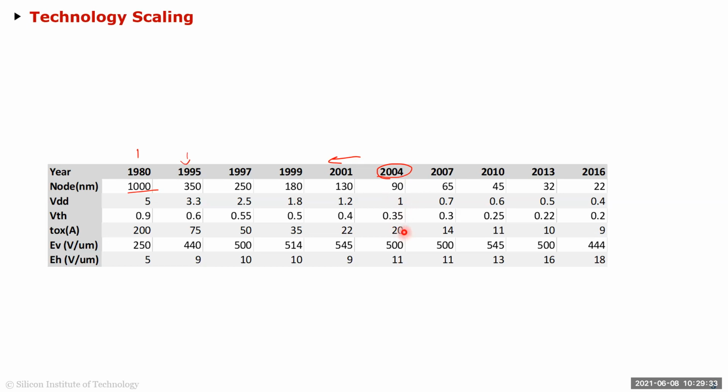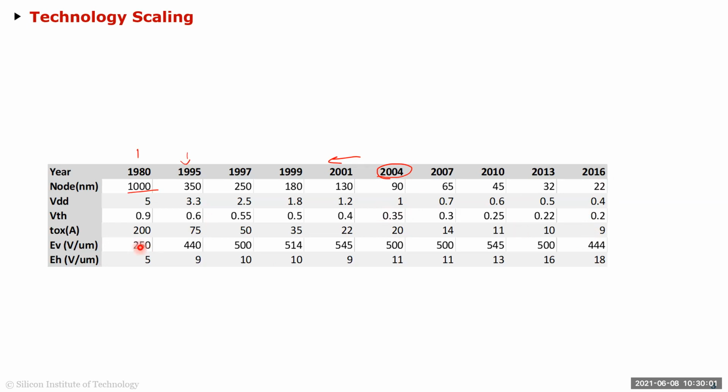And then the prediction was that by 2016, you would be around 22 nanometer, your VDD would be down to 0.4, VTH would be around 0.2, and the oxide thickness would be around 9 angstrom, like 0.9 nanometer, just a few heights of silicon dioxide molecules, basically. That's how thin it is. Obviously, now it's down to like 2 to 4 nanometers.